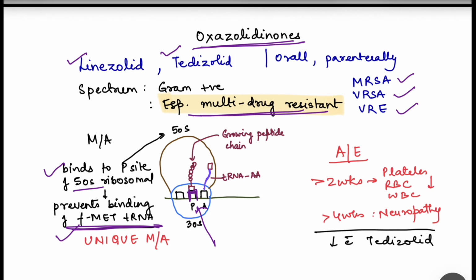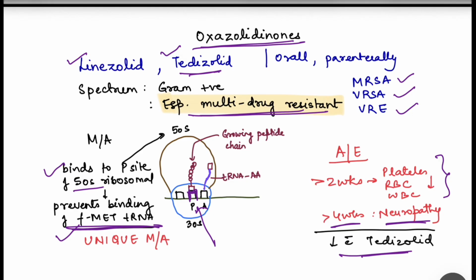Okay. Now what are the adverse effects? Well, if given for more than 2 weeks, there is decrease in the blood counts, decrease platelets, decrease RBC, decrease WBC, and if given for more than 4 weeks, then there are chances of developing neuropathy. However, these adverse effects are less with tedizolid. Okay, so tedizolid, if needed to give for more duration, then tedizolid can be used.